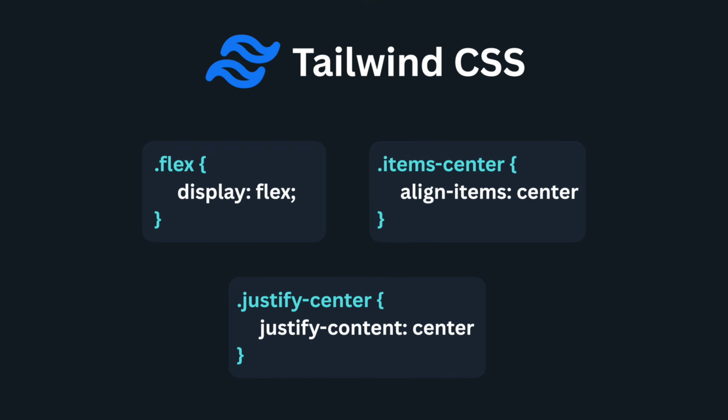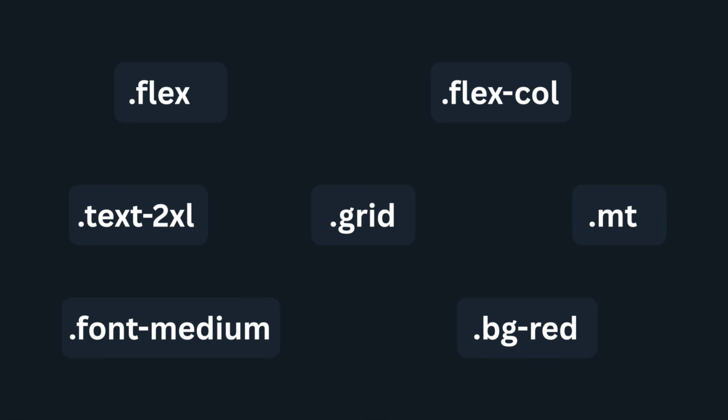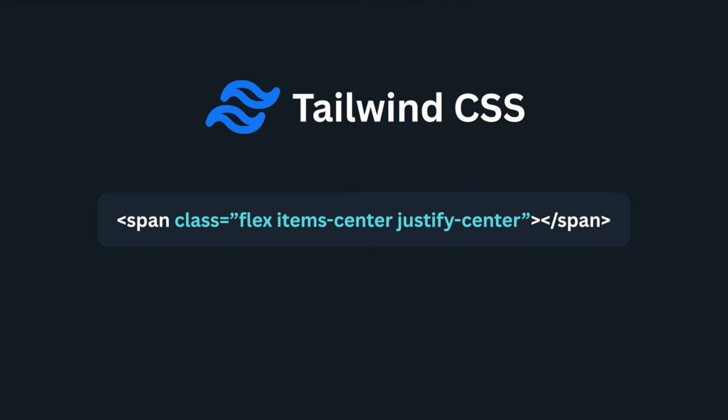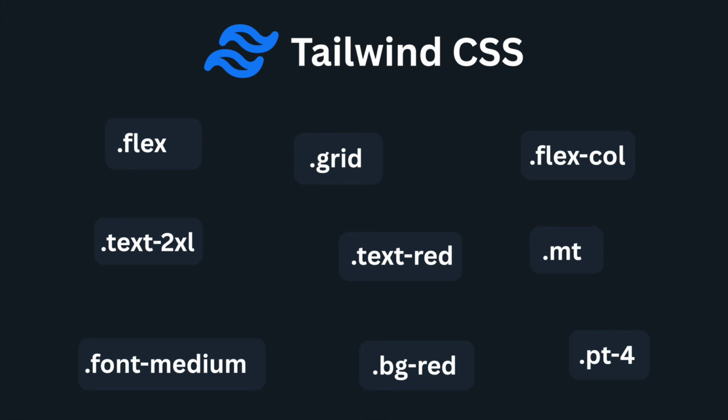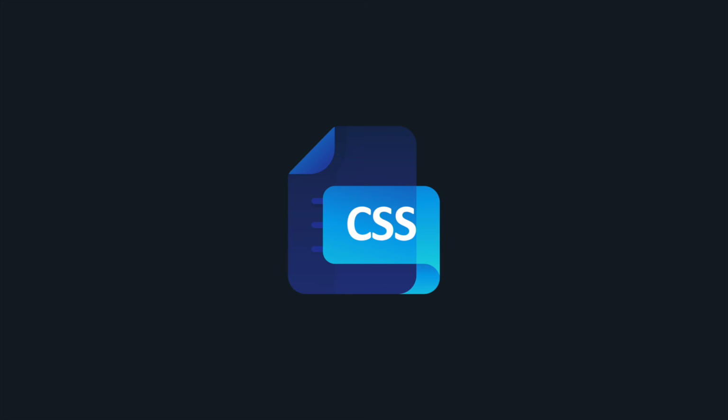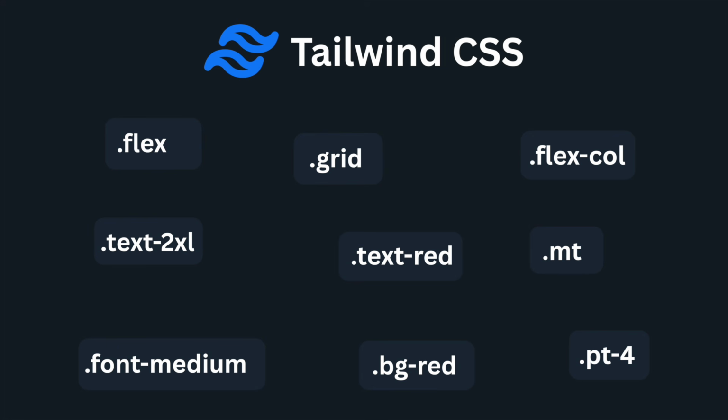Then, similarly, Tailwind has the items-center class, which has the property align-items center, and the same for justify-center. By combining these small single-purpose utility classes directly on our element, we get the same result without ever writing new CSS ourselves. But Tailwind goes even further. It has utilities for almost everything you need: colors, spacing, layout, typography, shadows, borders, and more. So instead of hunting down a CSS file to define a new style, you just add the right utility classes in your markup.